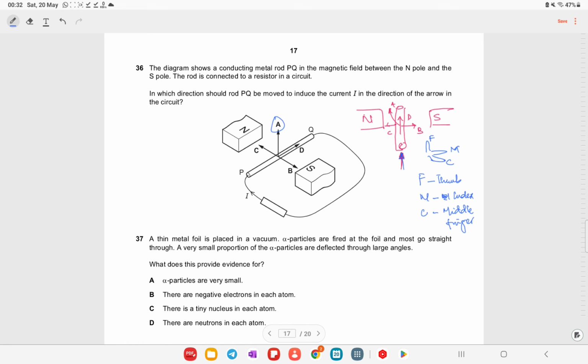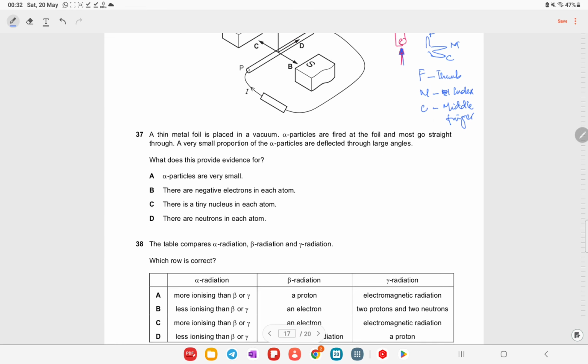A thin metal foil is placed in a vacuum. Alpha particles are fired at the foil, and most of them go straight through. A small portion of alpha particles are deflected through large angles. What does this provide evidence for? Alpha particles are very thin? No. There are negative electrons in each atom? No. There is a tiny nucleus in each atom? There are neutrons? No.